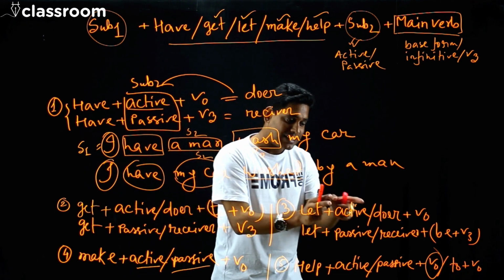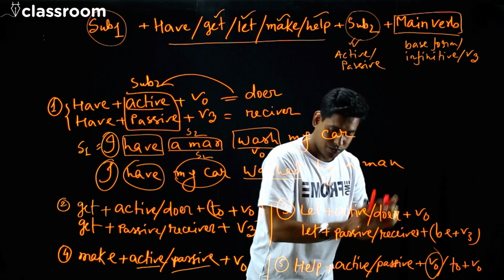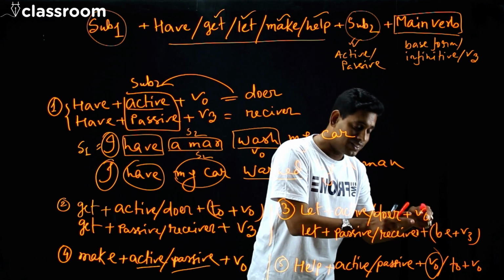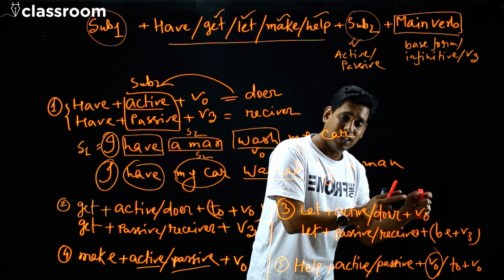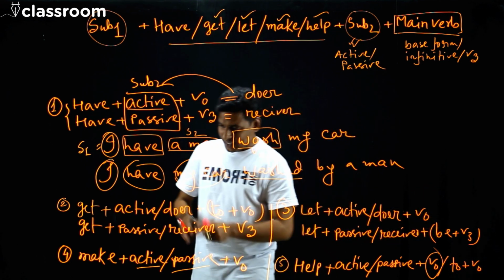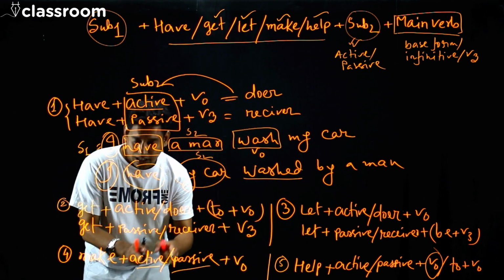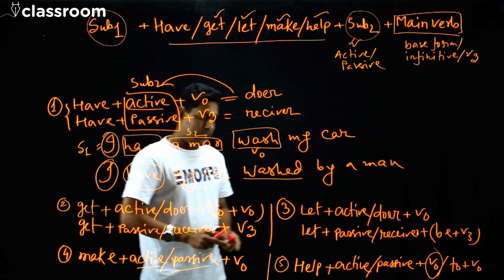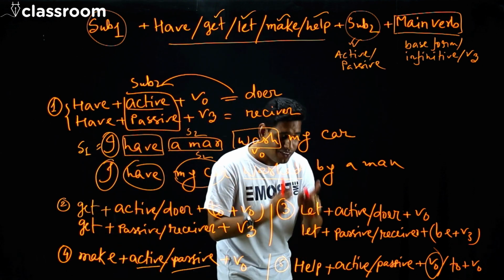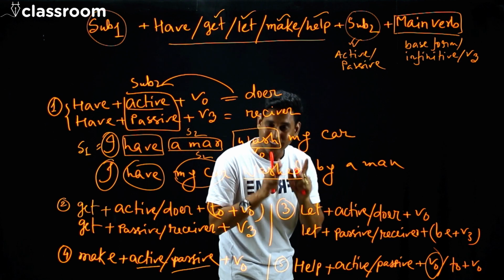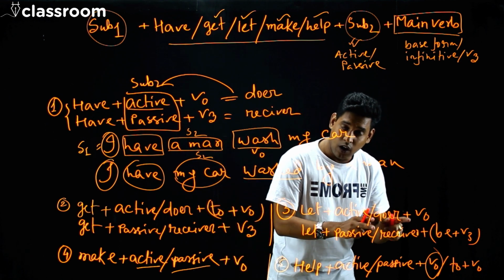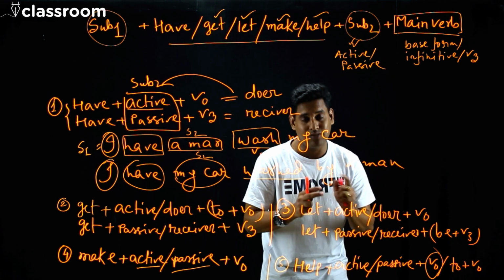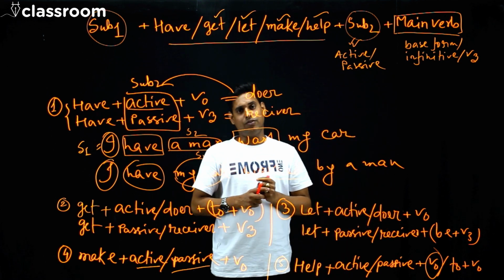In case of let, in active tone, you have to use the base form of the verb. In passive tone, you have to use be with verb 3, I mean be plus the past participle form of the verb. In case of make, whatever it is, active or passive, you have to use the base form of the verb. And in case of help, whatever it is, active or passive, doer or receiver, you have to use base form, or you can use the infinitive form. But in most cases, we use the base form. And that is the main concept of causative verbs.